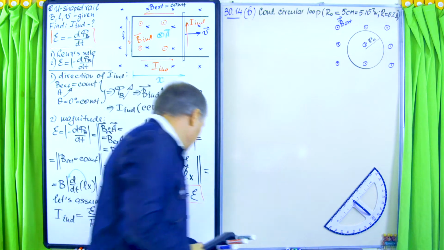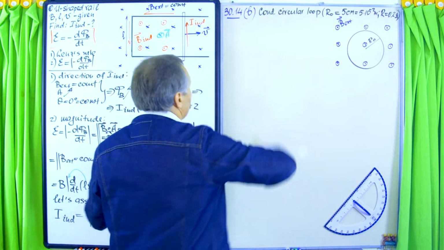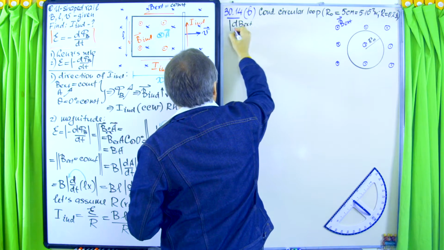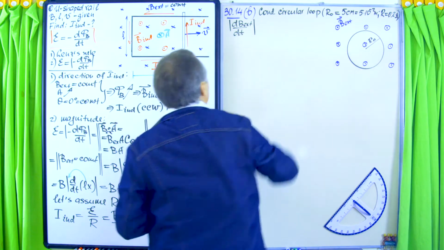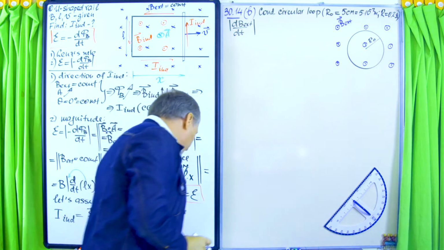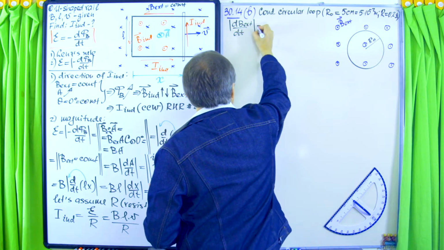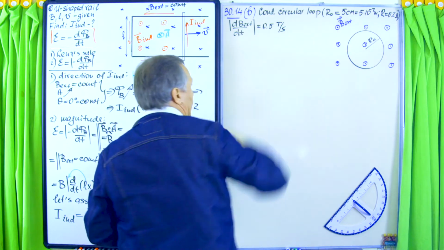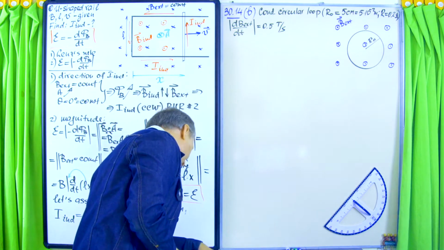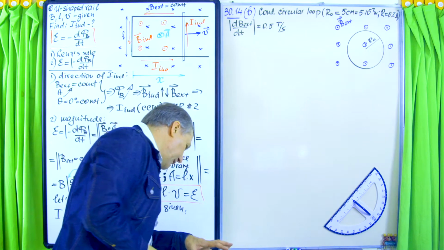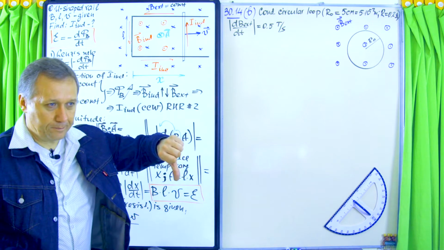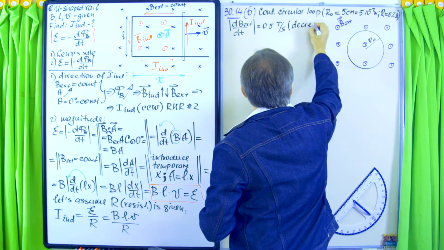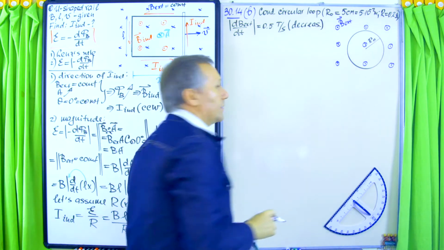And that's it. We also know dB external over dt, the rate of change of the external magnetic field. And the rate of change is 0.5 Tesla per second. Okay, upstairs we have Tesla, downstairs seconds. And in part B, this magnetic field is decreasing. Let me abbreviate. Decrease.